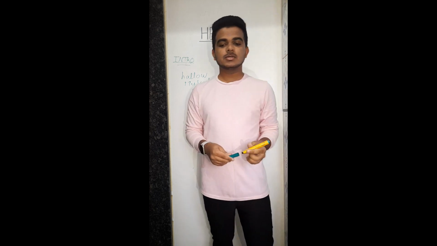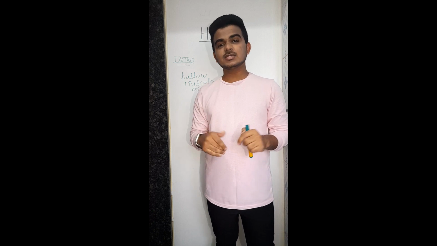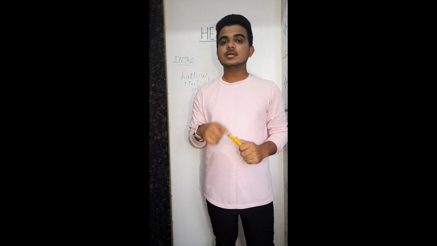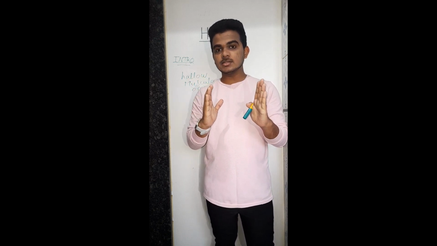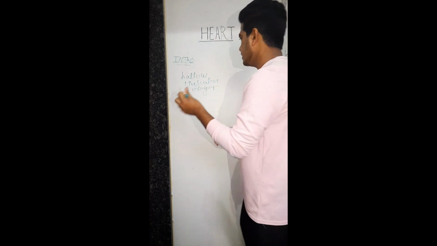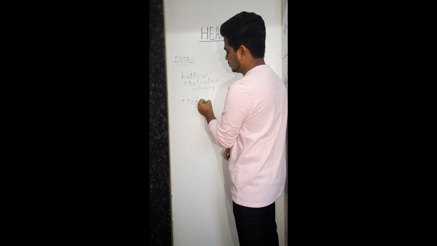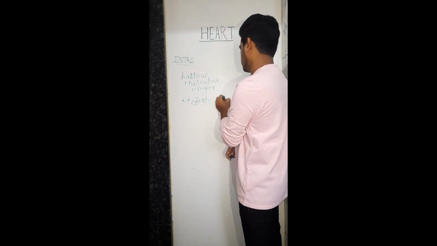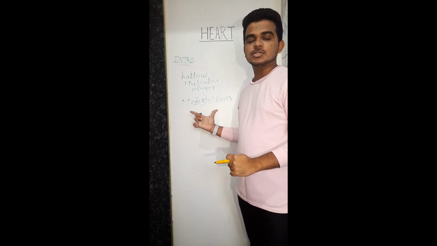Now this is a hollow muscular organ, but where is it exactly in the body? It is situated in the mediastinum. What is the mediastinum? It is the place where the heart is situated. It is the place between the two lungs. It's called the mediastinum.